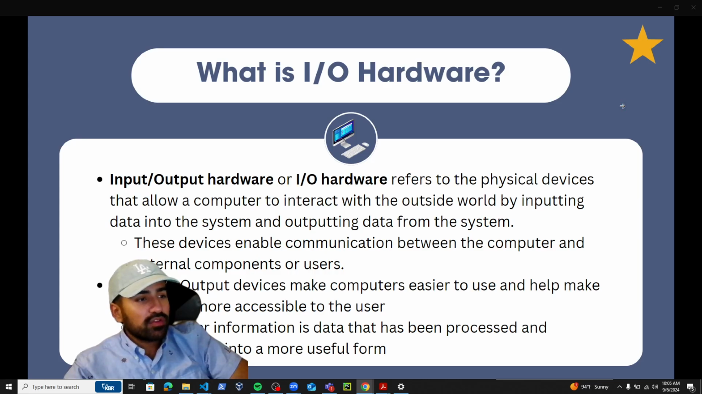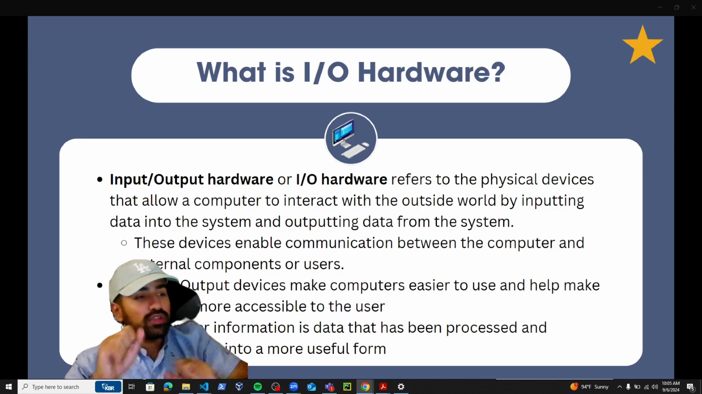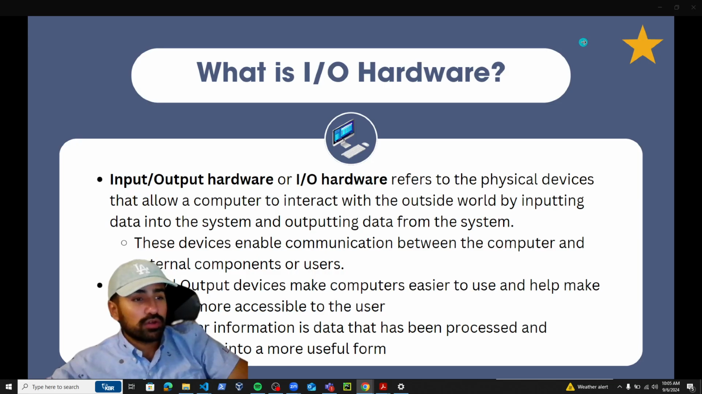Input and output devices make computers easier to use, and they make information more accessible. Before, we had those black screens with green text, and you had to type in commands. Now we have all sorts of ways: our keyboard, our mouse, touchscreen. We'll be covering some of those different input-output devices in the next slides. So remember, information is data that has been processed and then transformed into a more useful form. A little bit of a quiz 1 question there.